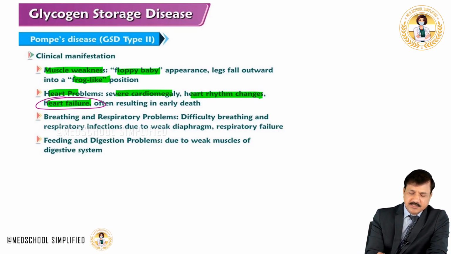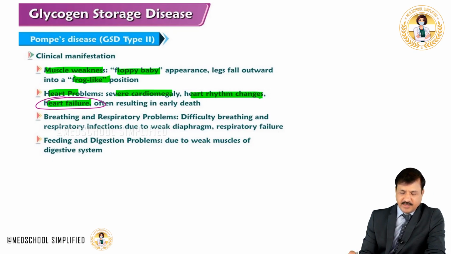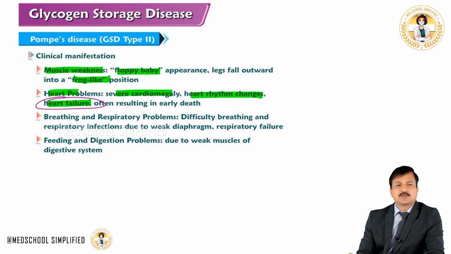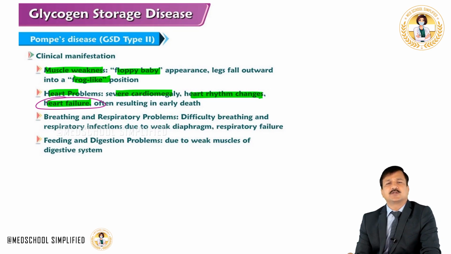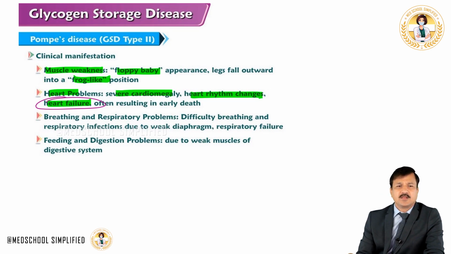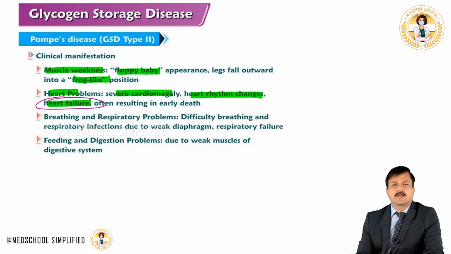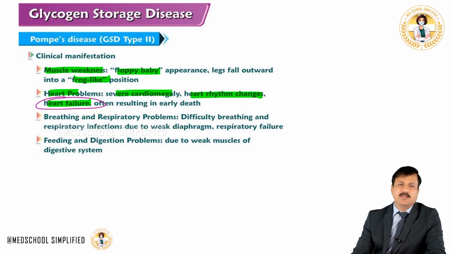Now the respiratory muscles can be affected because of a weak diaphragm, so that will give rise to difficulty in breathing, respiratory infections, and eventually respiratory failure, making the patient be put on a ventilator. Then feeding and digestion problems can also be seen, again affecting intestinal muscles. Our digestive system has to contract, like the intestine has to contract for the digestion and absorption of dietary macromolecules and other nutrients, so that can be affected here.